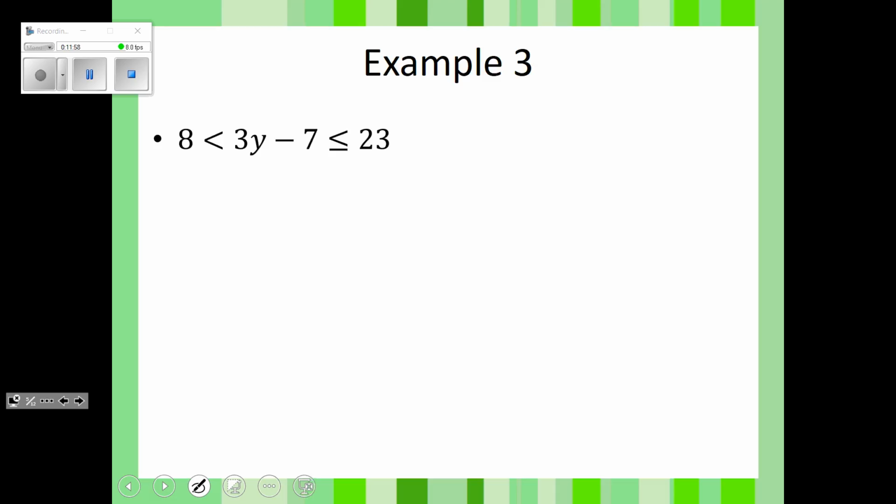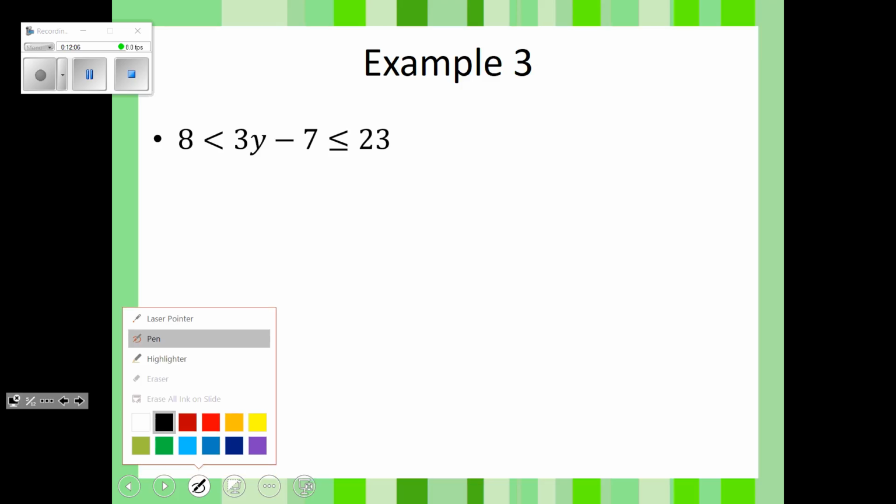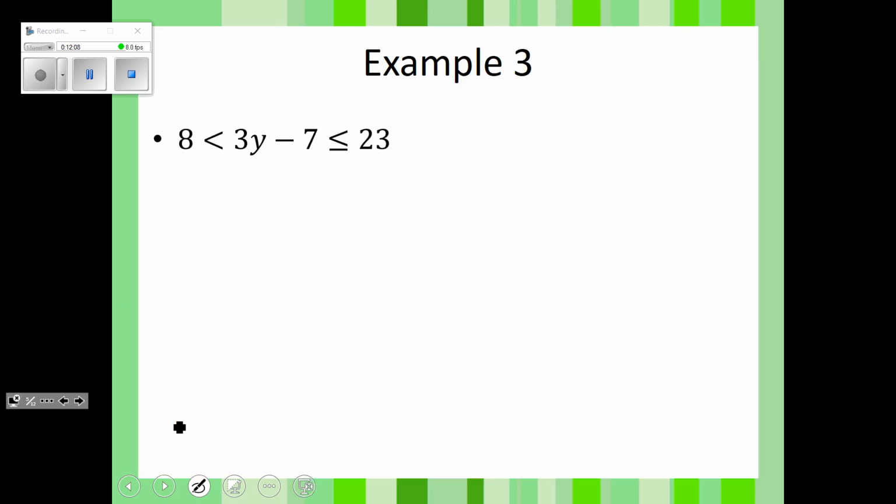That y is connected to the left side and it's connected to the right side, so it's got to work for both. Okay? So the first thing that we're going to do is we're going to separate our inequalities. You're going to start at the left side of your inequality, go all the way through the inequality sign, all the way till you get to the next inequality sign. And there would be your first inequality. So it would be 8 is less than 3y minus 7.